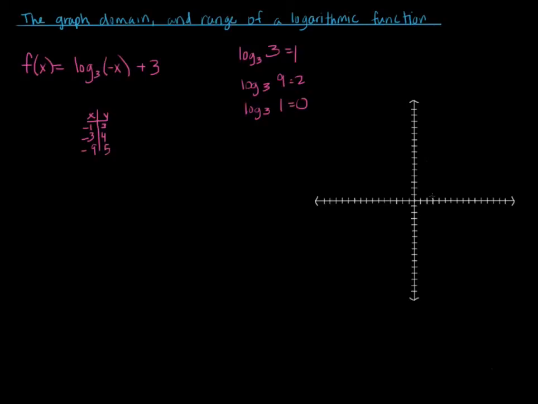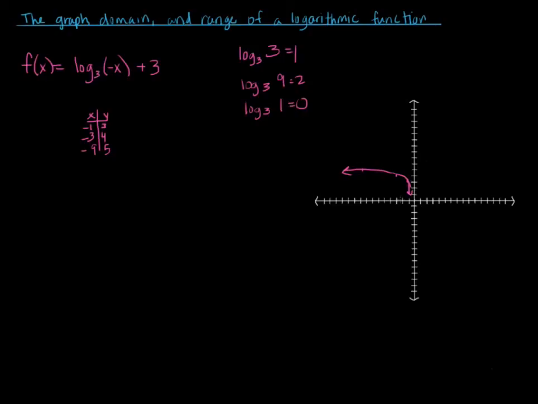So this should give me a place to start here. So negative 1 is 3, negative 3 is 4, and negative 9 is 5. And it looks like we're going right toward this asymptote at 0 still. And there was no horizontal shift, so it should be still going toward that 0 asymptote.